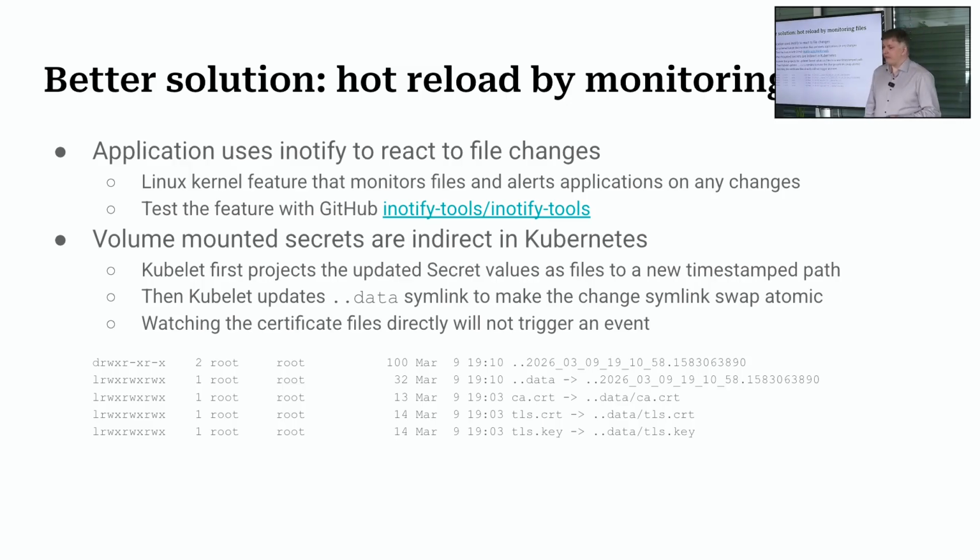However, if we just watch the TLS certificate file, we won't see that it has been updated, because the old file is still there somewhere and not being deleted. So we need to follow the .data symlink and see when that has been updated. Then we know that the secret has been updated and it's been projected to the pod.